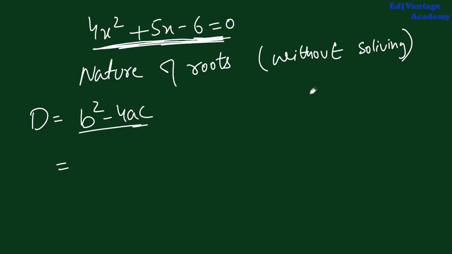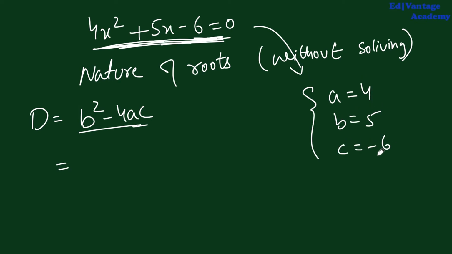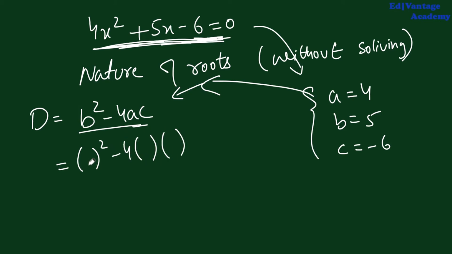So if you check here, what is a? In this quadratic equation, a is 4, b is 5, and c is minus 6. Putting these a, b, c values in b square minus 4ac: b square here, 4, a will be here, c will be here.